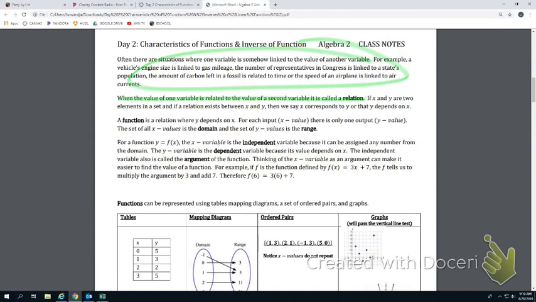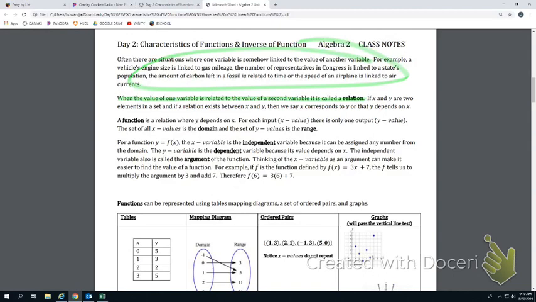If x and y are two elements in a set, and if a relation exists between x and y, then we say x corresponds with y, or that y depends on x. Okay, and that's just saying, again, you've got something that's dependent on something else. That's all that's saying.